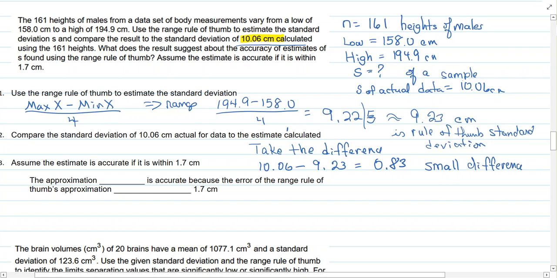All right. So we've got that, and now we're going to fill in the line. It says on this one, assume the estimate is accurate if it's within 1.7 centimeters. In other words, they're saying we find it to be sound to represent the sample, even though you didn't do the math on all of the data. You used a quick and dirty method to do the standard deviation. So that was a test of the range.